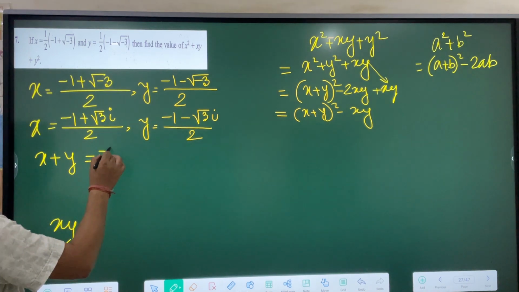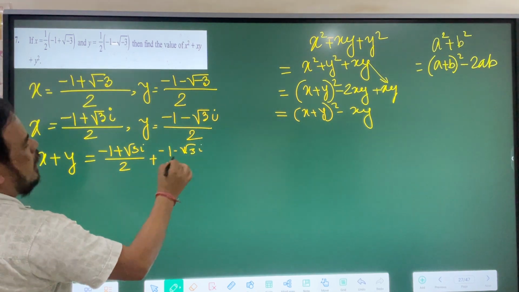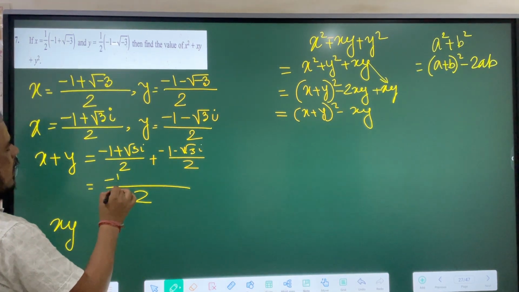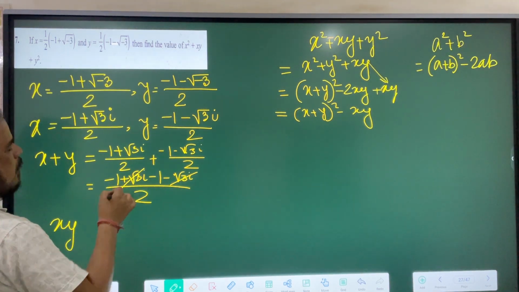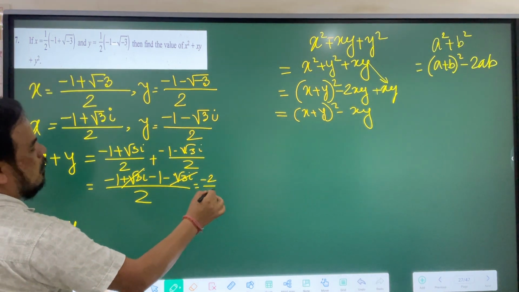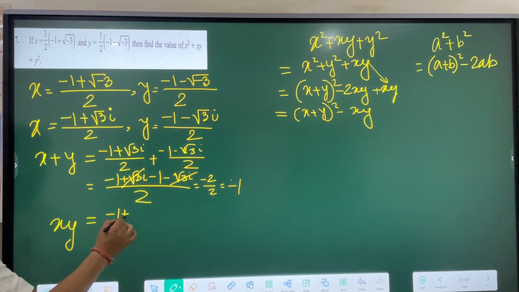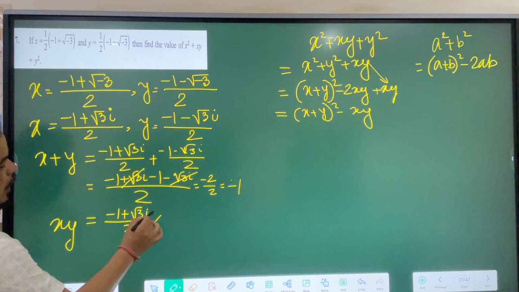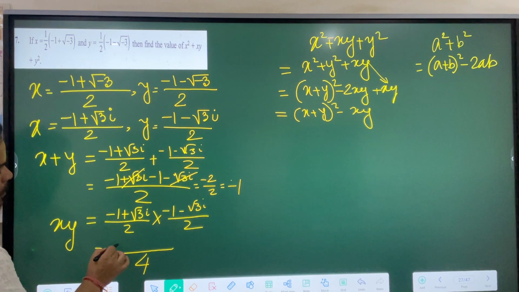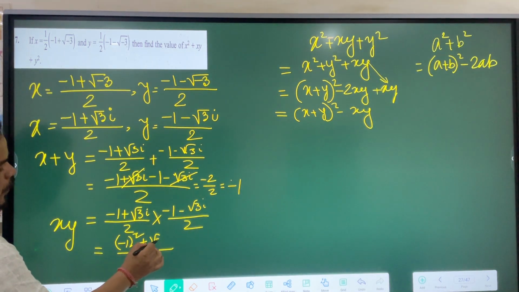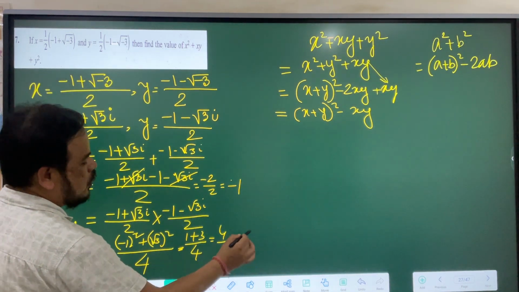So x plus y is minus 1 plus root 3i by 2 minus 1 minus root 3i by 2. So taking 2 as LCM, minus 1 plus root 3i minus 1 minus root 3i, the root 3i terms cancel, minus 2 by 2, that is minus 1. X into y is minus 1 plus root 3i by 2 into minus 1 minus root 3i by 2. So this is 4, minus 1 a square plus b square, that you know, 1 plus 3, 4 by 4 equals 1.